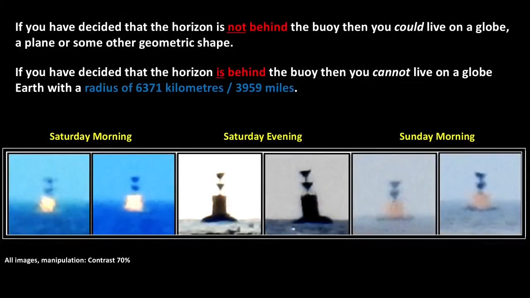If you have decided that the horizon is not behind the buoy, then you could live on a globe or plane or some other geometric shape. If you have decided that the horizon is behind the buoy, then you cannot live on a globe Earth with a radius of 6,371 kilometers, 3,959 miles.